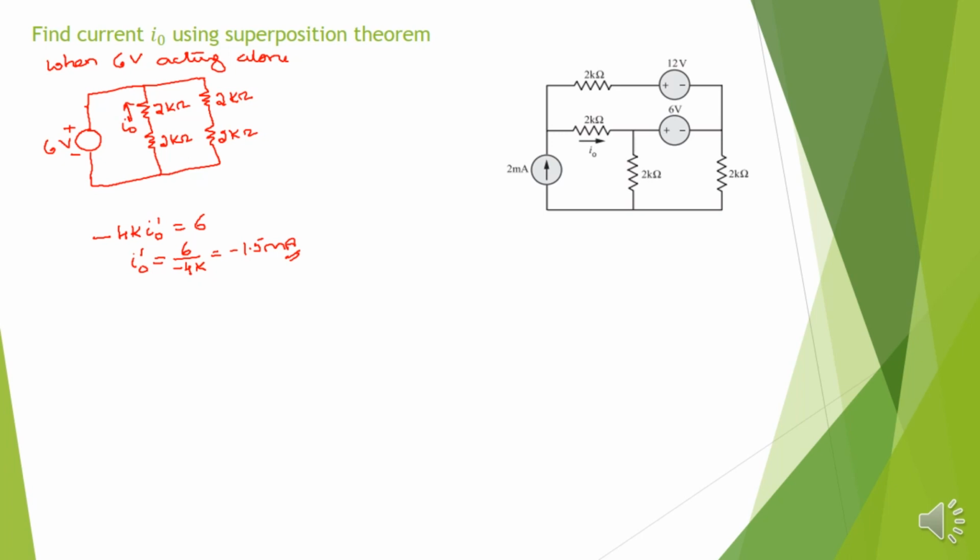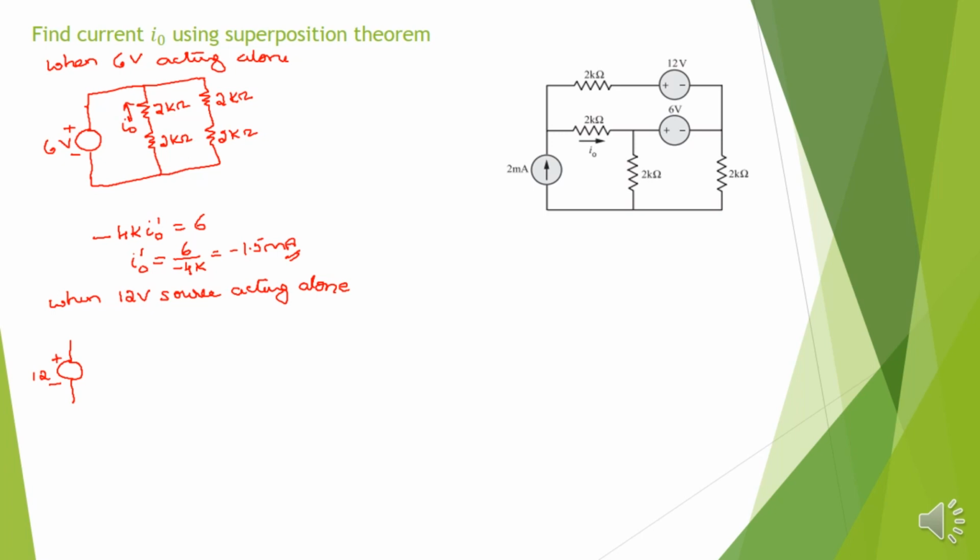So next, when the 12 volt source is acting alone, what happens to this? So I'll redraw. 12 volt, plus minus. See, this is the open circuit and this is the short circuit.